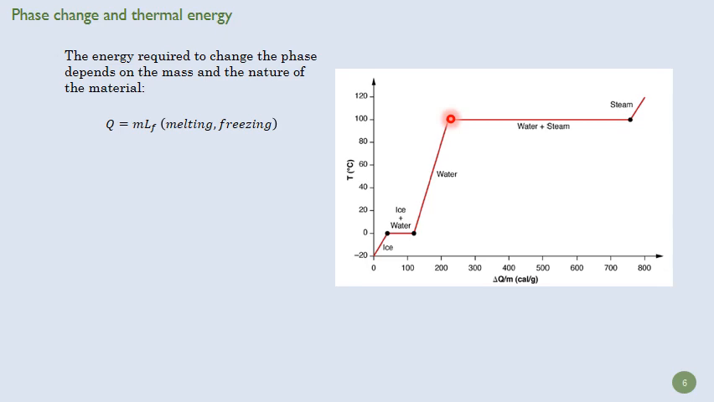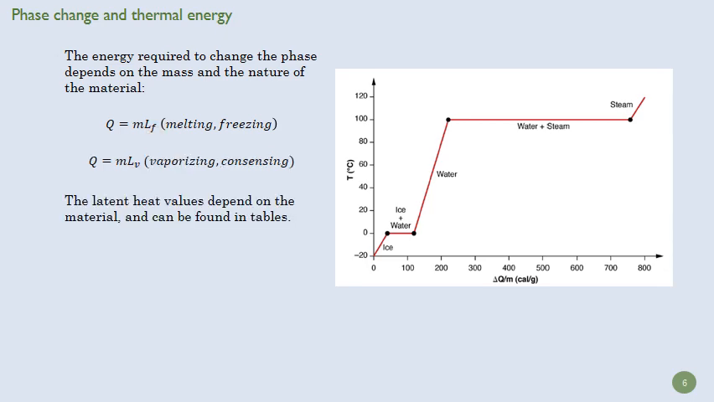To change it from water to steam is a huge amount, right? It's like about 5 times as much energy to change that from water to steam than it is to raise that temperature by that much. So you can see that phase change requires a lot of energy. And we can calculate that energy by using our coefficients of latent heat. Okay, so these are our latent heat values.